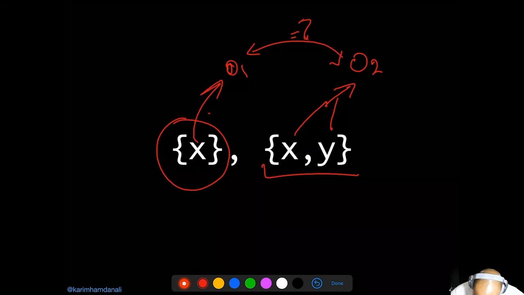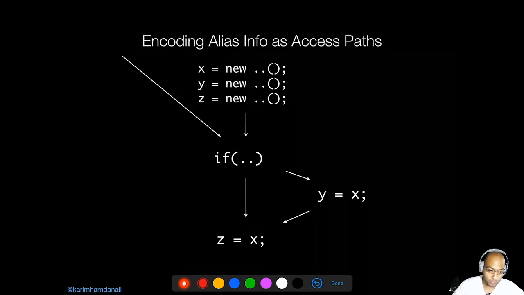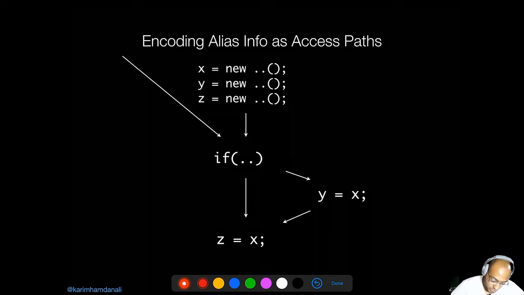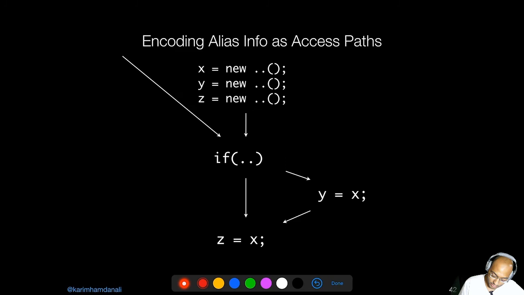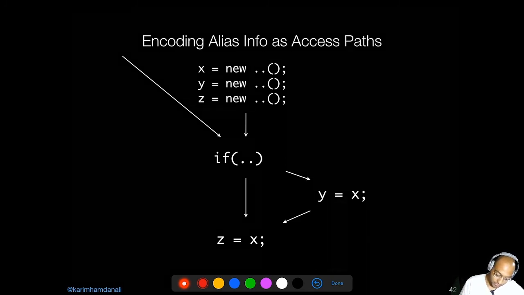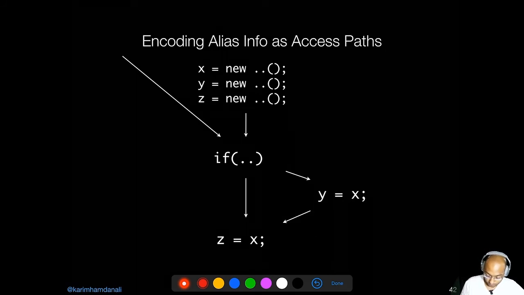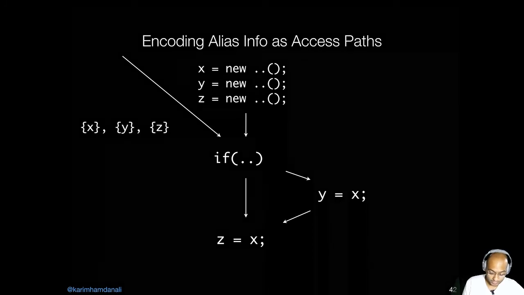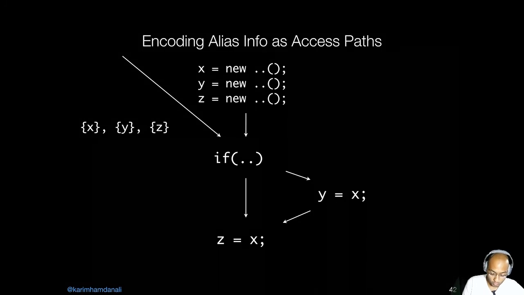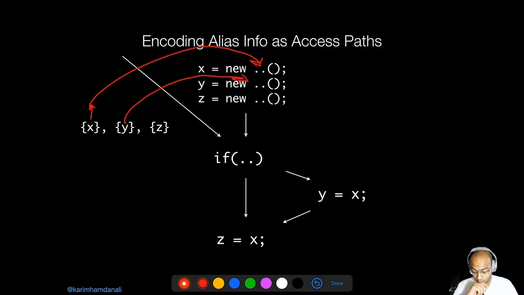So let's have an example to understand what is actually going on. How can we encode alias information as access paths from this example? We have a bunch of new statements for allocation sites. Then we have an if statement, and the body of the if assigns x to y. Outside the if statement, we have z equals x. After those allocation sites, we have three descriptors, x, y, and z. We have an object that only x can point to, an object that only y can point to, and an object that only z can point to.